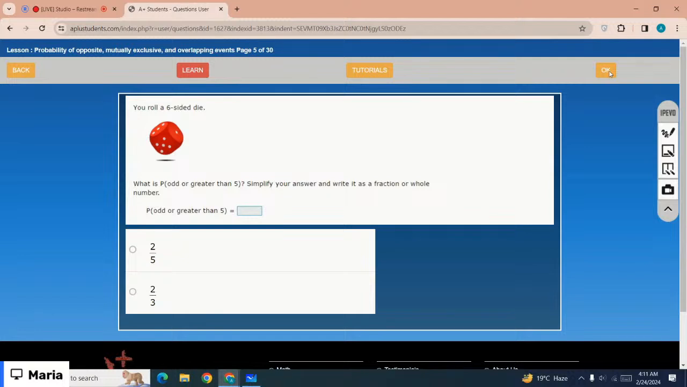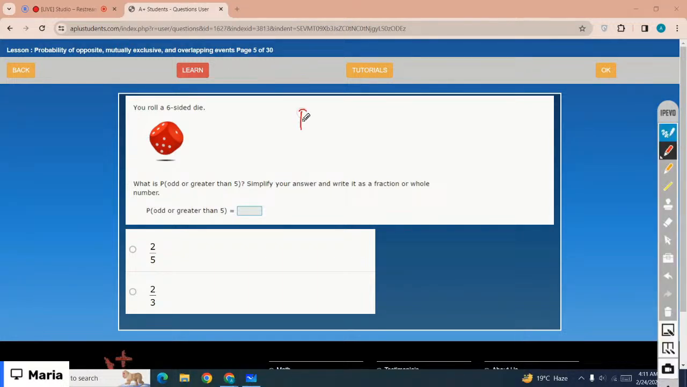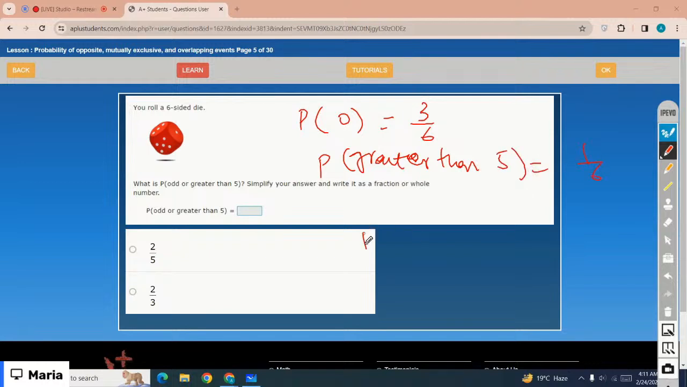Which is the correct option? 2 out of 5? No. This is 2 out of 3. Let me explain how. The probability of odd is, you have 3 of the numbers odd, right? 3 out of 6. And the probability of greater than 5, you have only one number that is greater than 5. That would be 1 out of 6.